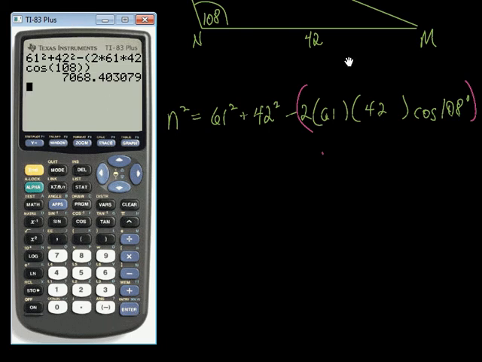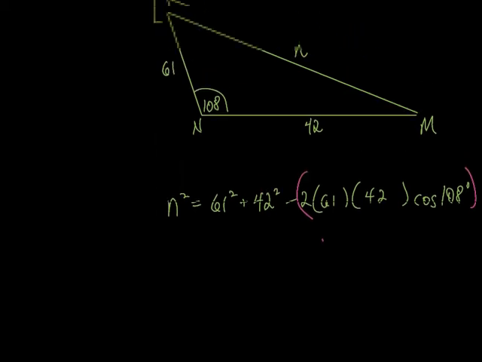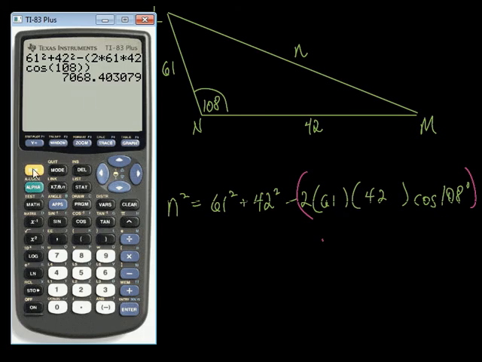Now that's not my answer though. 7,000. Do you think at all that that thing's going to be 7,000 and something? So don't just be so quick to put something in your calculator and then write down the first thing that pops up. You have to understand n squared equals all that stuff. So what do I do with that? I take the square root of it. So take the square root of that answer right there, and that's going to be about 84.